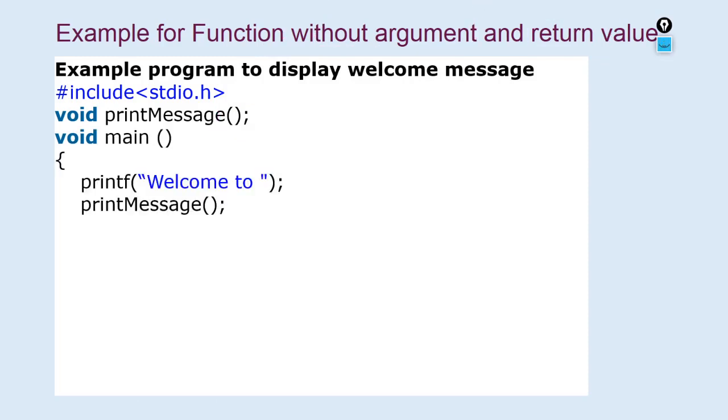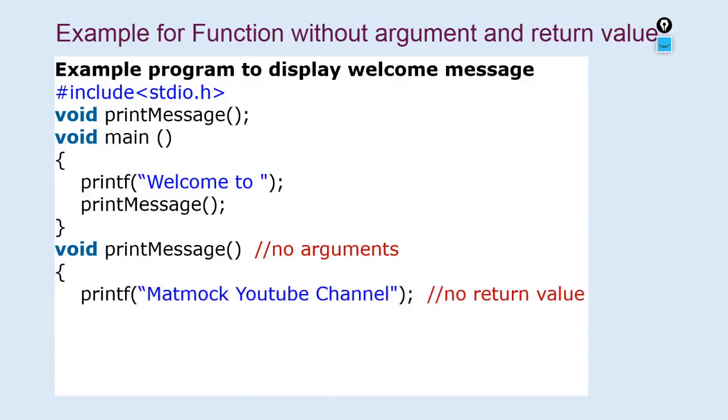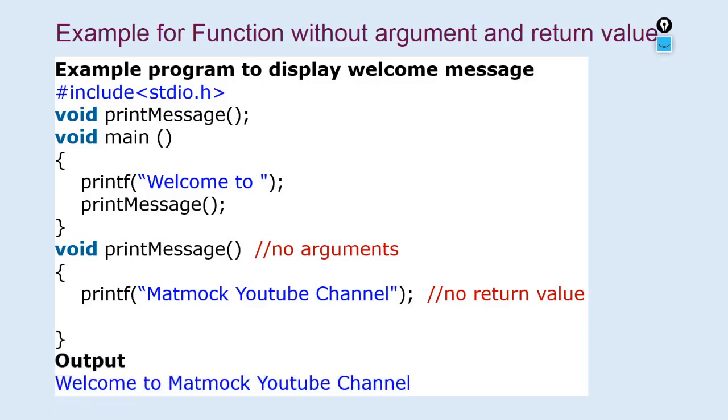Printf welcome to... this is our main function, and here print message, round brackets and semicolon, is nothing but the call of a function, that's it. Next we have to define the function. So the definition is void, the return type, and print message, the function name. This is the definition, body closed. The output will be welcome to Matmock YouTube channel.